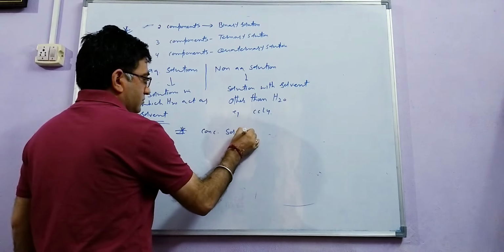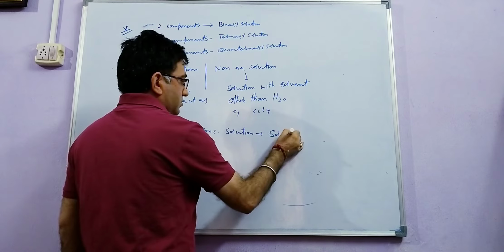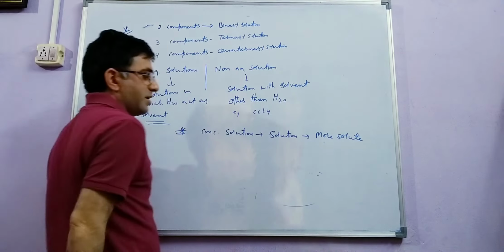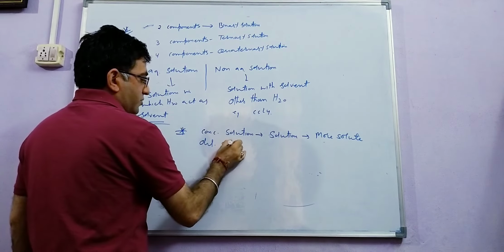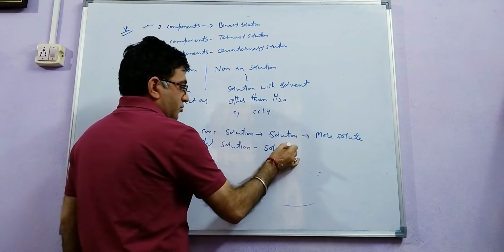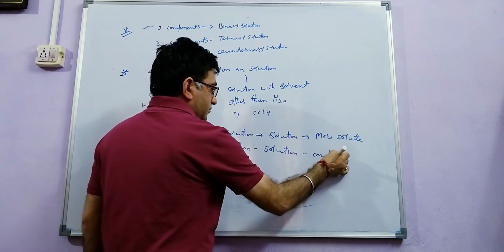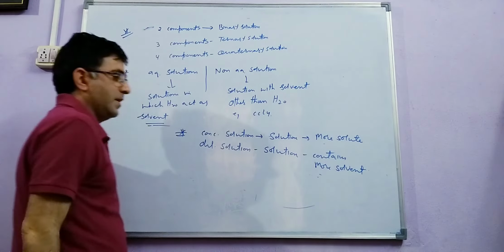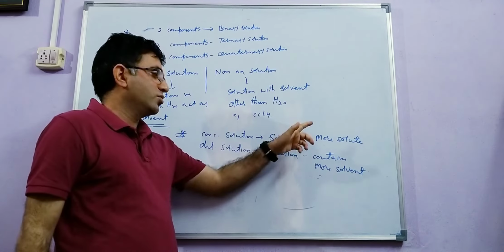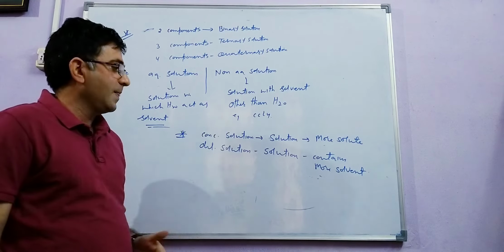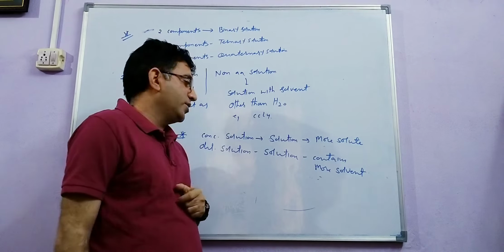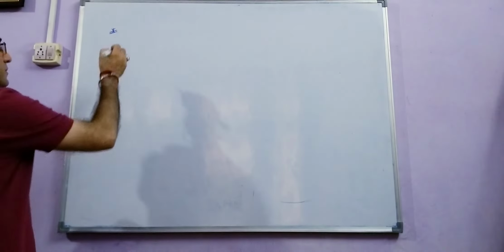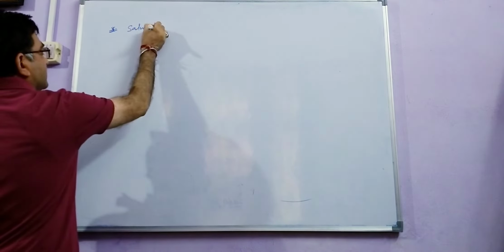So next is concentrated solution. A solution which contains more amount of solute is called a concentrated solution. Diluted solution: a solution which contains more amount of solvent. Means a solution with more solute is called a concentrated solution, and a solution with more solvent is called a diluted solution. Okay. Now next is saturated solutions.